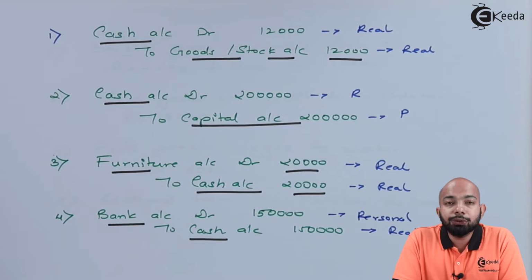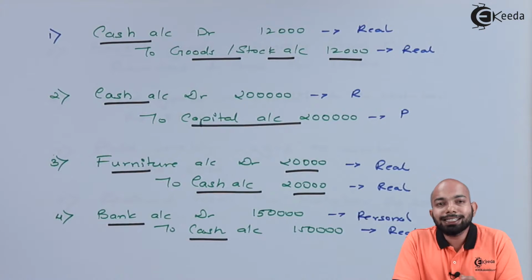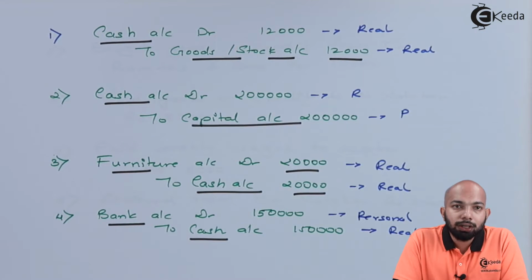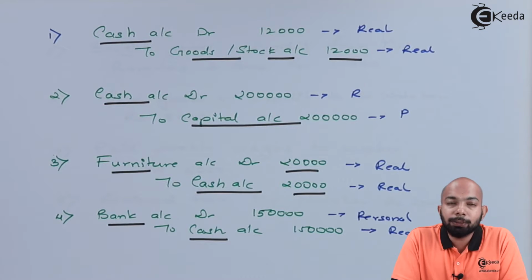Cash deposited into your bank account. Now, this is your personal bank account and cash is going in. That means that specific cash is going out of your business and it is going into your personal bank account. Credit what goes out. Cash is going out, hence cash will be a real account. Now it is going into your personal bank account. Debit what comes in. Money is coming into your bank account, which is a personal account. That's why bank account debit to cash.